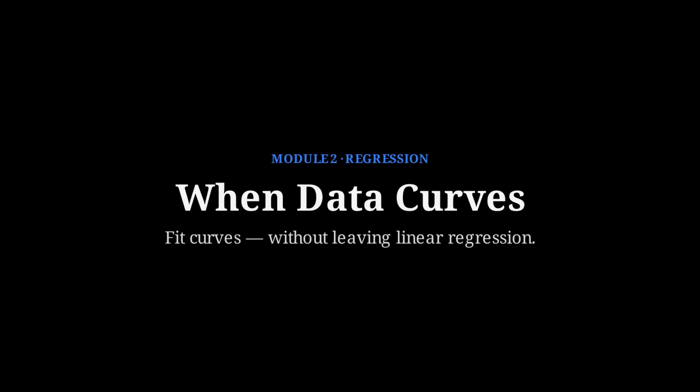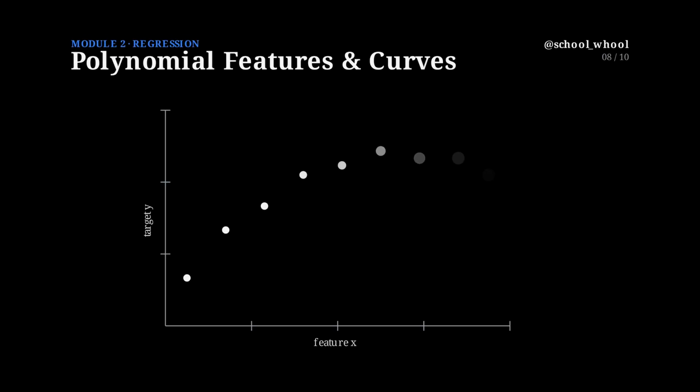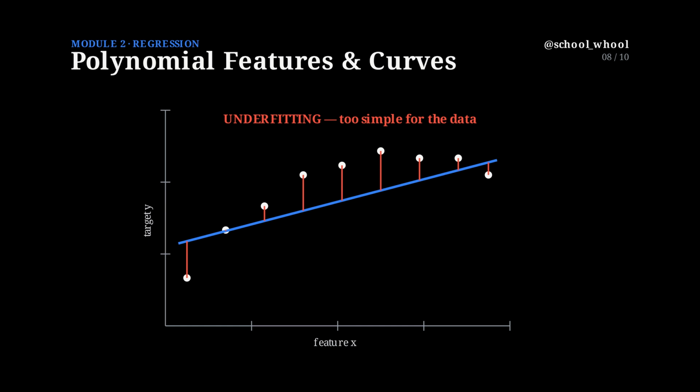Straight lines are powerful. But the real world loves to curve. So what do we do when the data clearly bends? Here is a relationship that is plainly not a straight line. It rises quickly at first, then levels off near the top. A gentle curve. Force a straight line through it, and the line simply can't keep up. It sits above the low points and below the high ones, missing almost everywhere at once. A model too simple for its data like this is said to be underfitting.